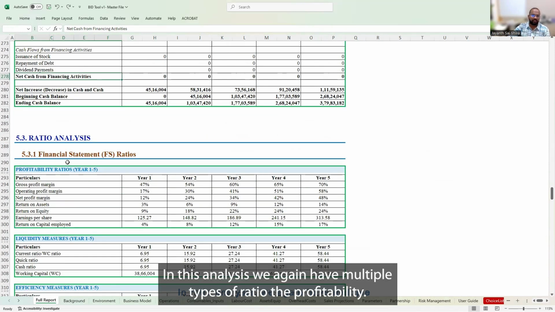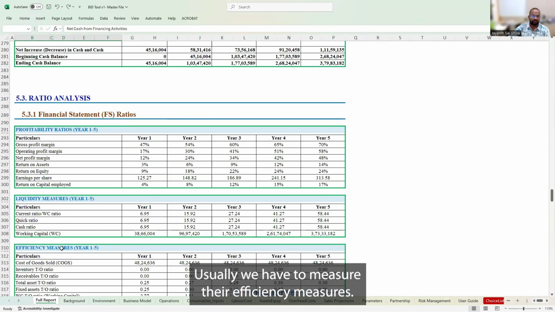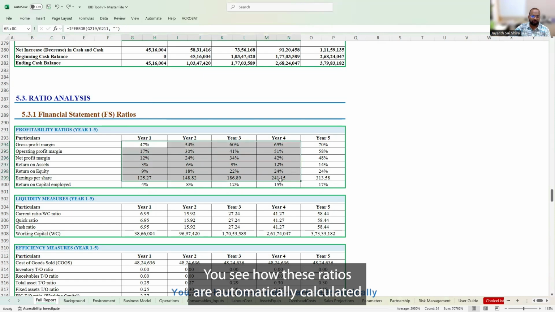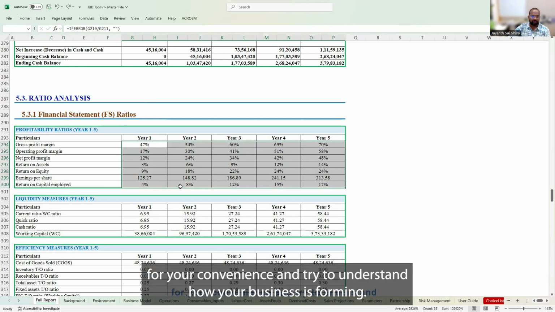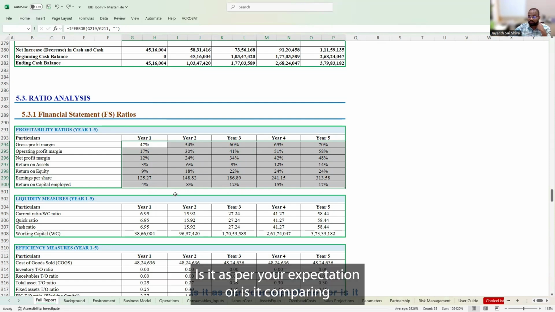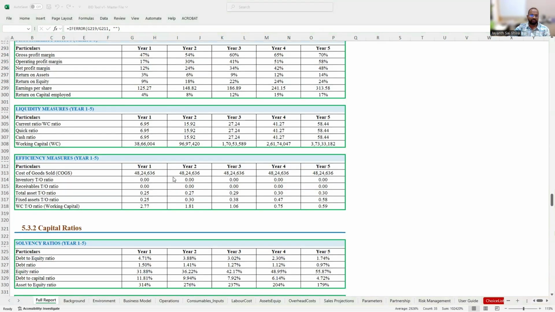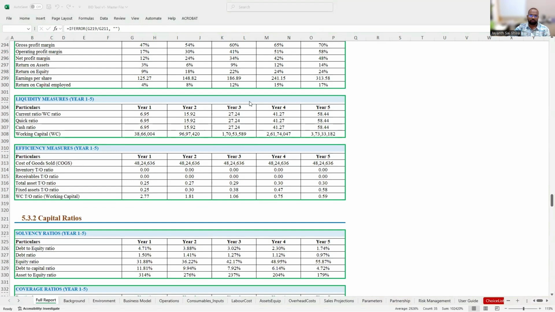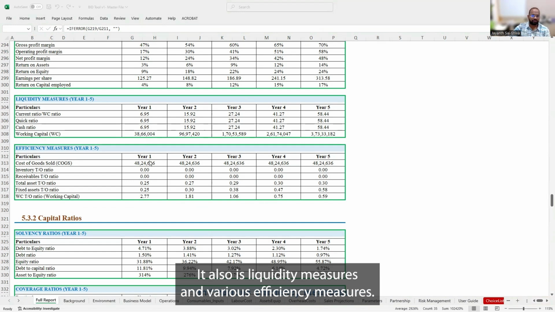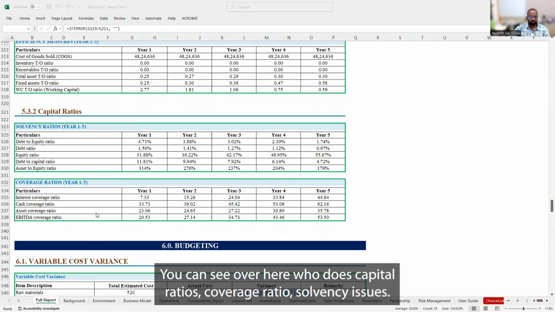In ratio analysis, we again have multiple types of ratios. We have profitability ratios, we have liquidity measures, we have efficiency measures. You see how these ratios are automatically calculated for your convenience and try to understand how your business is performing. Is it as per your expectation or is it comparing well with its peers? It also shows various liquidity measures and various efficiency measures. You can see over here various capital ratios, coverage ratios, solvency ratios.